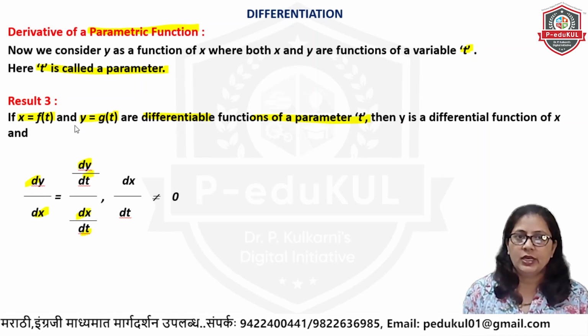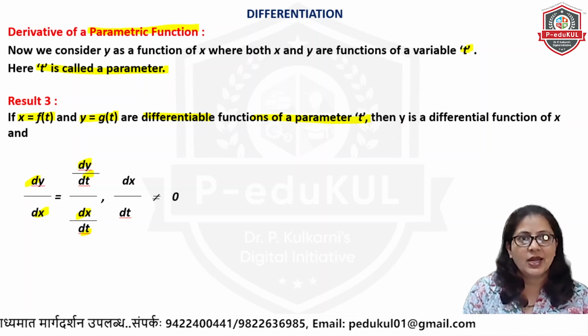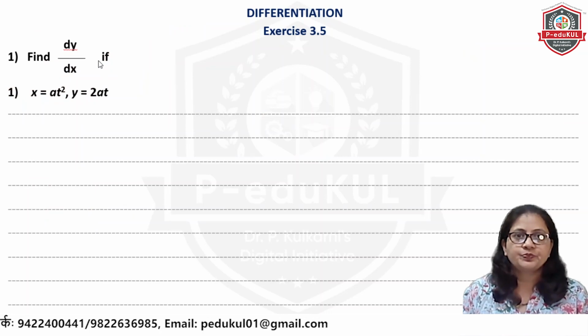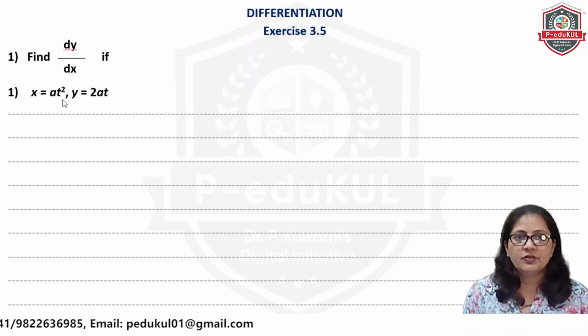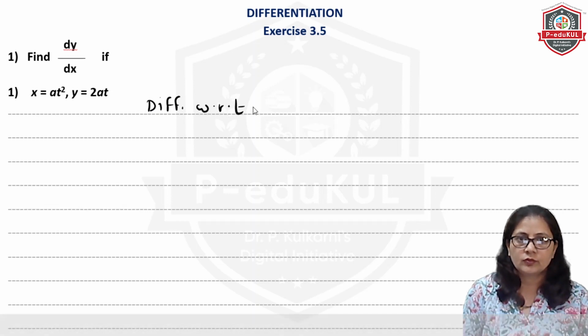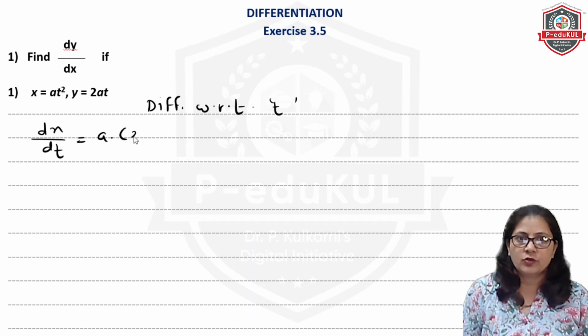So when it comes to the theory part, it becomes a little bit difficult to understand. So let's solve exercise 3.5, the first example. Now see, x is given in terms of t square, y is also given in terms of t. We will differentiate both the functions with respect to t. So what will I get here? dx by dt. a is a constant, and what will be the derivative of t square? That is 2t. So this is altogether 2at.